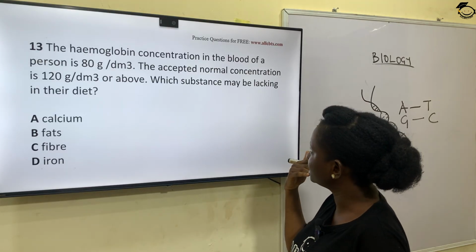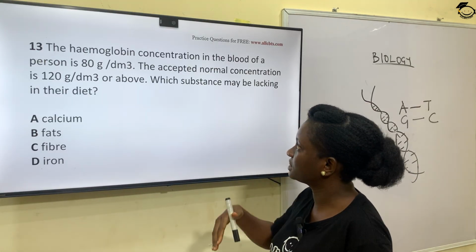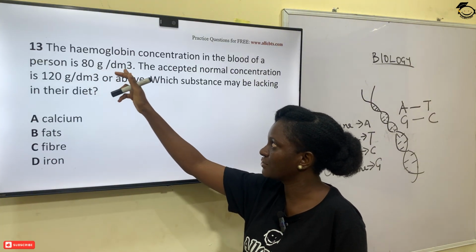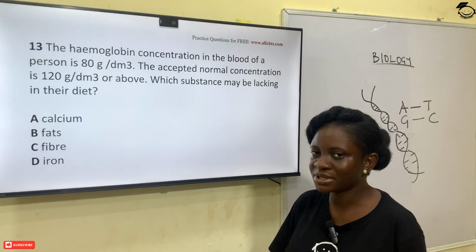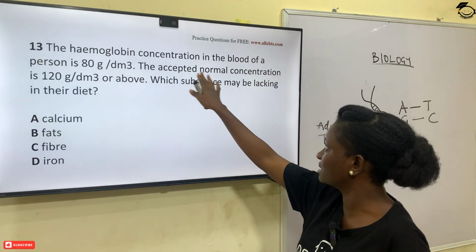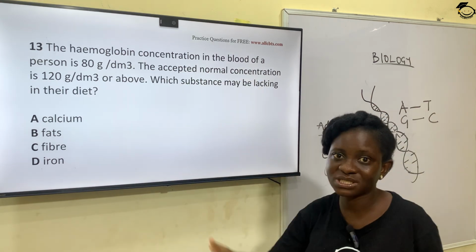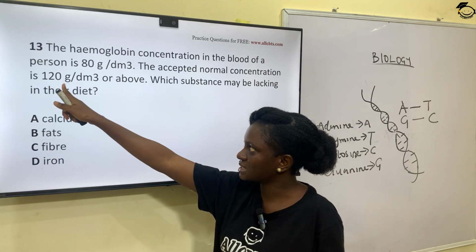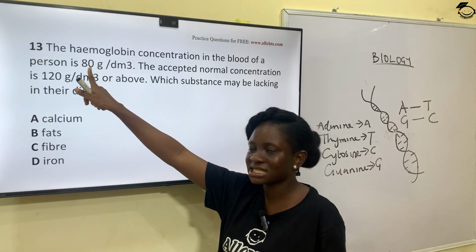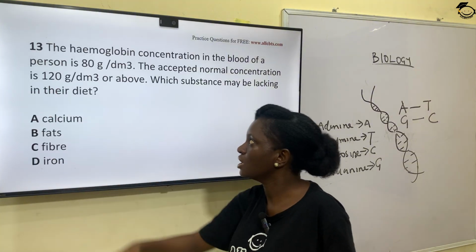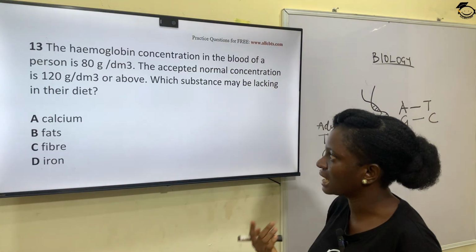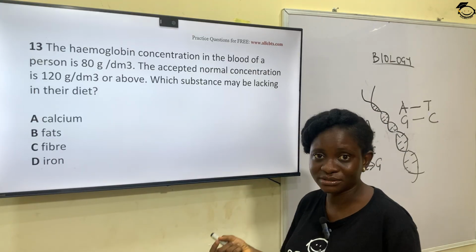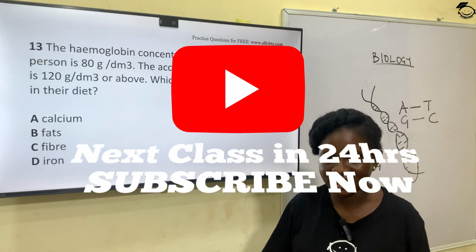After the concentration was measured in a person, it gave this value, 80 g/dm³, but it's very low. The accepted normal concentration, which is the standard, is 120, and someone has 80, that means it's very low compared to this. So which substance may be lacking in their diet? If somebody has a low blood level, that means iron is lacking in their diet.